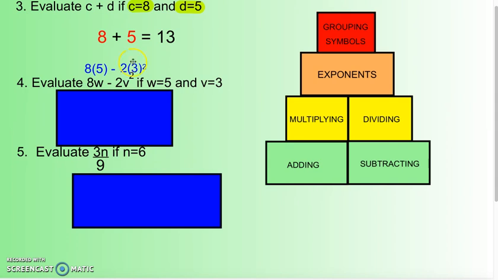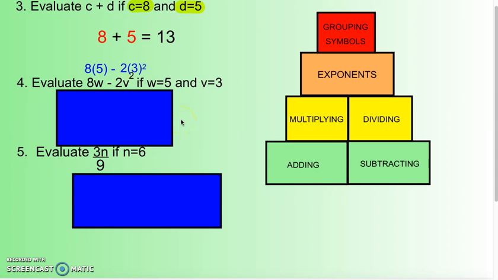Okay, notice the 3 now has a little 2 on it. For those of you that said that it's going to be 3 to the second power now, you are absolutely right. Because it's saying that V is to the second power. So whatever I plug in for V is going to be to the second power. So it'd be 3 to the second power.